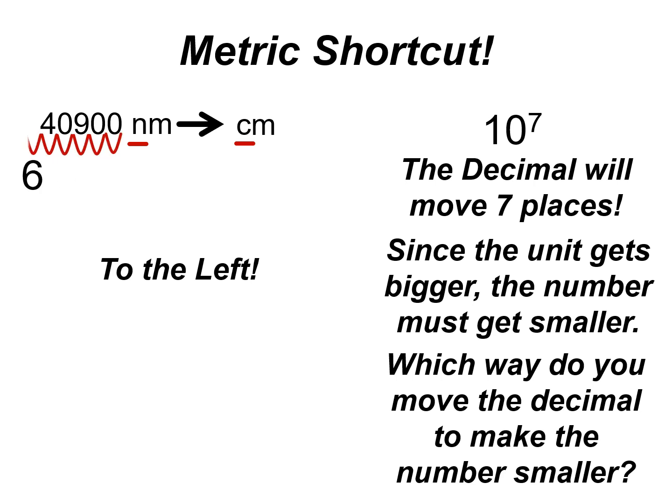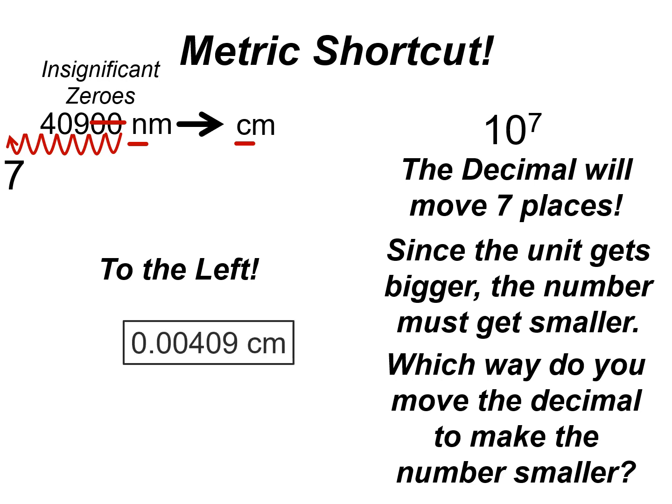And you see that 7 spaces to the left will actually give me 2 empty spaces here. So once we place that decimal point out front, we have 0.00409, and then the 2 zeros in the back, those are insignificant because the decimal point was absent. So this is going to be our answer, 0.00409 centimeters, and that's going to be equal to that 40,900 nanometers.